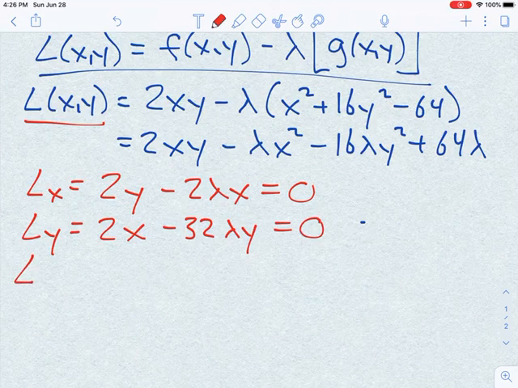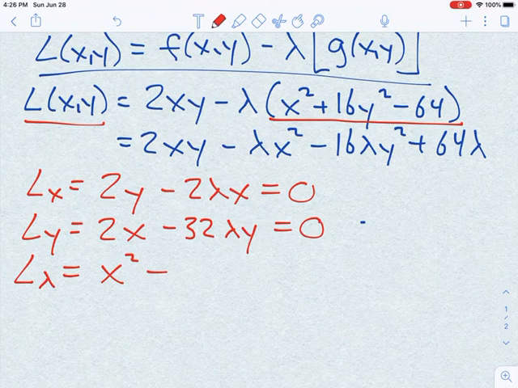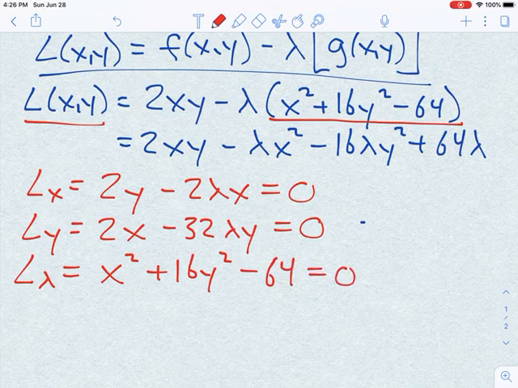And then the partial derivative with respect to lambda. Remember the shortcut that I explained in my notes is that that's always going to be exactly the same as your function g. So that's simply going to be x² + 16y² minus 64 equals 0. Those are our three partial derivatives.